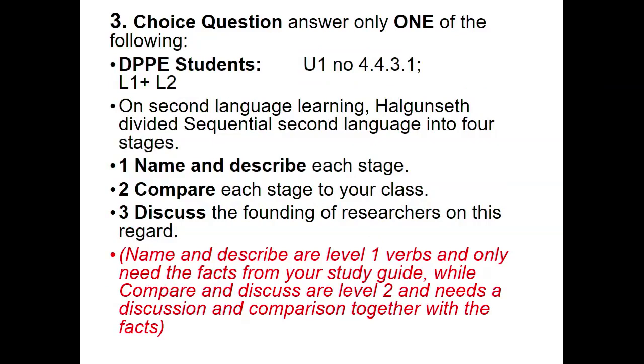Number 3, another choice question, answer only one of the following. The DPP students, Unit 1, number 4.4.3.1, and this is a level 1 plus and a level 2 question. On second language learning, Halgunsev divided sequential second language into 4 stages. Okay, now, number 1, name and describe each stage. That is level 1, just as it is from your study guide. Number 2, compare each stage to your class.